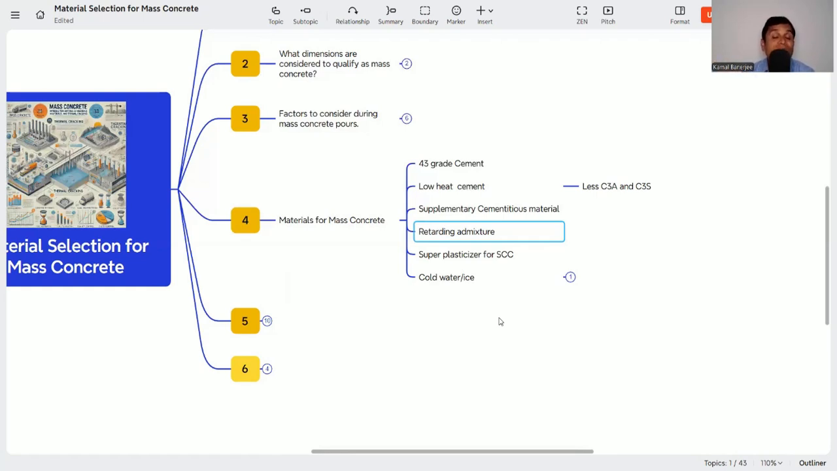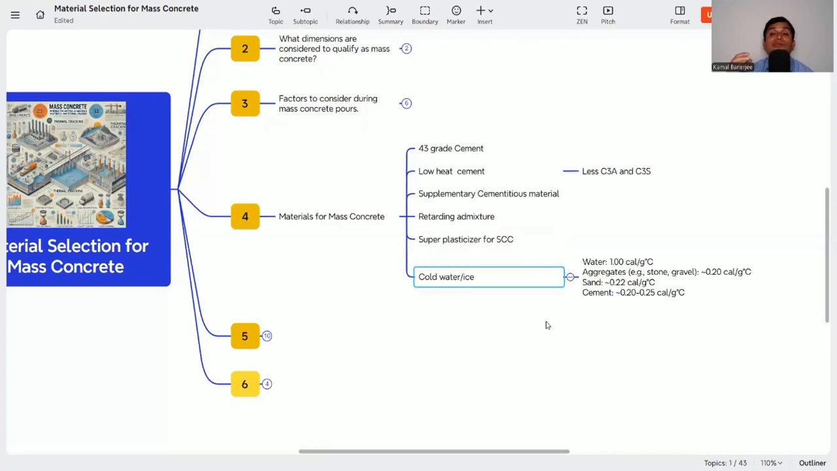First, we need to lower our placing temperature or pouring temperature. Why? If the pouring temperature is less, then the peak of the heat will also be less. That is why, as much as we can, we need to lower the pouring or placing temperature. But how can we do that? We can do it by reducing the raw material temperature when mixing.